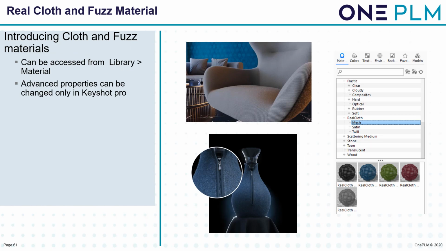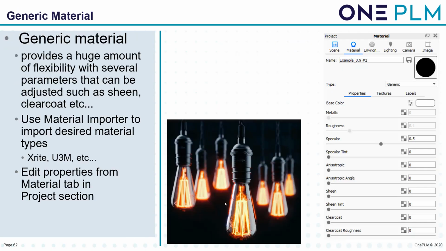So we've got some new materials. We've got cloth and fuzz materials. These have now been added. We've got a new section, real cloth, and we've got the different options on those that we can have a look at. The advanced options on those can only be changed with a KeyShot Pro license.